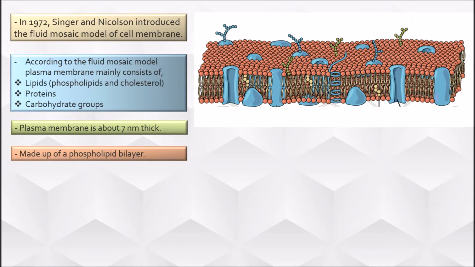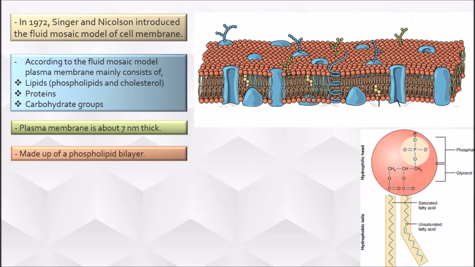It is mainly made up of a phospholipid bilayer. A phospholipid is a lipid molecule which has two fatty acids and a phosphate group attached to a glycerol molecule. They are amphipathic molecules, meaning that they have both hydrophilic and hydrophobic regions.